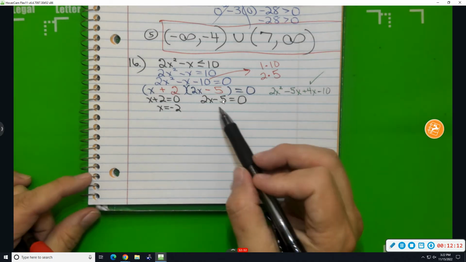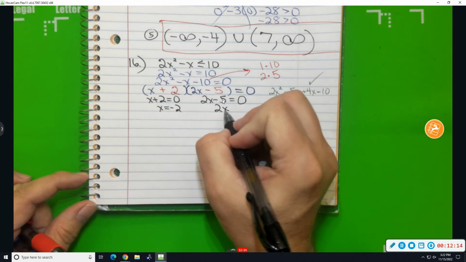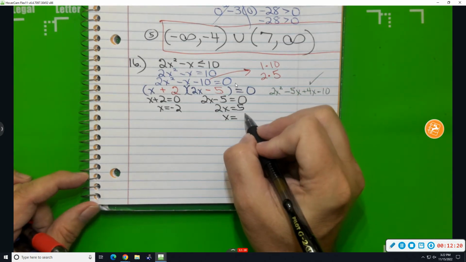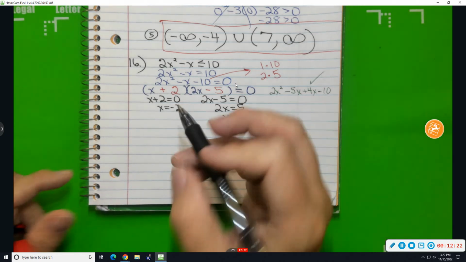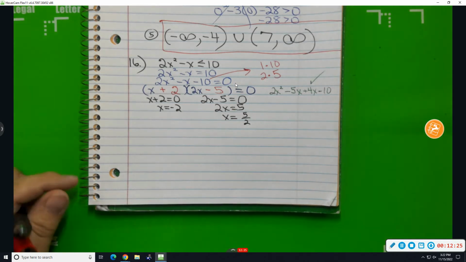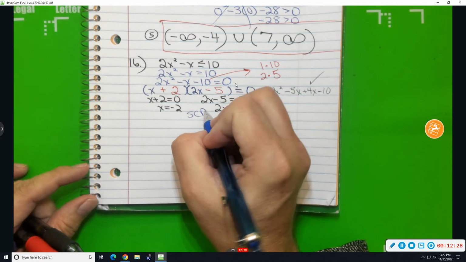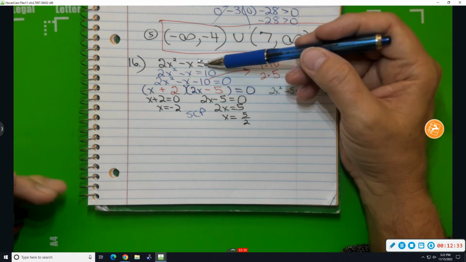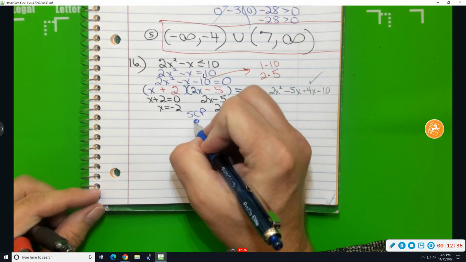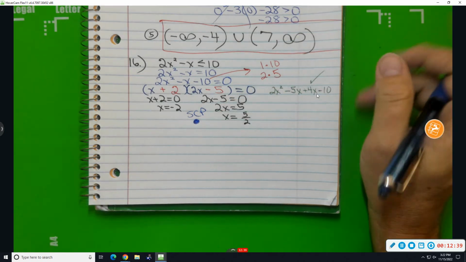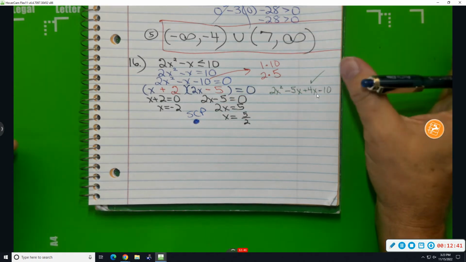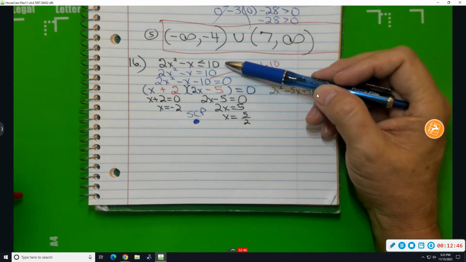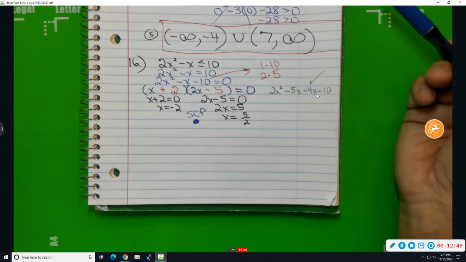I'll be quiet. So move the 5 over to give me 2x equals 5, and x equals 5 over 2. For my 2 solution cut points, how will these cut points be labeled? Open or closed? Closed, because there is equality, so they're going to be closed dots. So they're going to be brackets in the interval notation. What about denominator cut points? Well, there's no fraction there, so there's no denominator cut point.